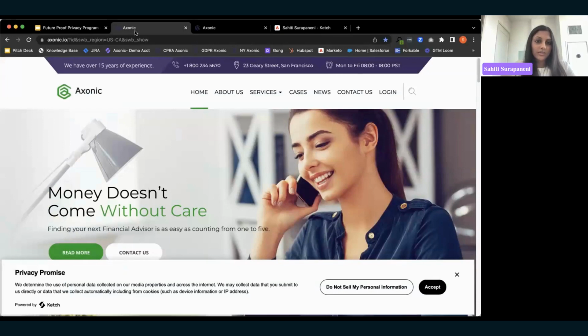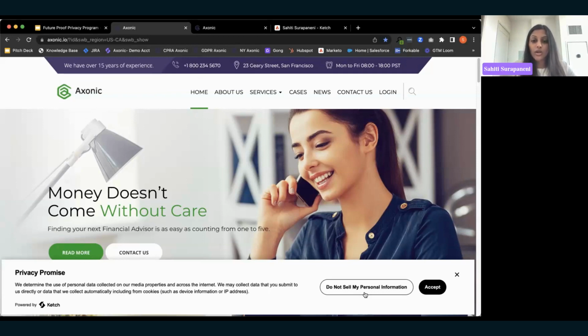So here's a demo website, Exonic, and I'm a consumer coming to this website. And I'm a resident of California. I'm coming from California to this website. And right away at the very bottom of this page, as you can see, you see this experience titled The Privacy Promise. And I know this is a CPRA experience because I see that do not sell messaging showing up within the buttons. Now, the location of the banner, the size of the banner, the fonts, the colors, even what you want to say within these buttons can be completely customized to your brand guidelines.